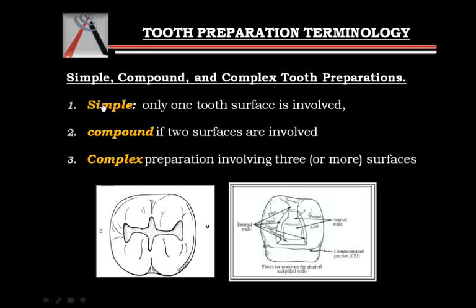When we say simple cavity, it is the one that involves only one tooth surface, as we can see in this diagram over here, while a compound cavity is the one that involves two surfaces, as we can notice in here. So the surfaces involved are the occlusal and the proximal. If the cavity involves one more surface, possibly if there is an extension on the buccal or lingual surface over here, this will be called as complex cavity.